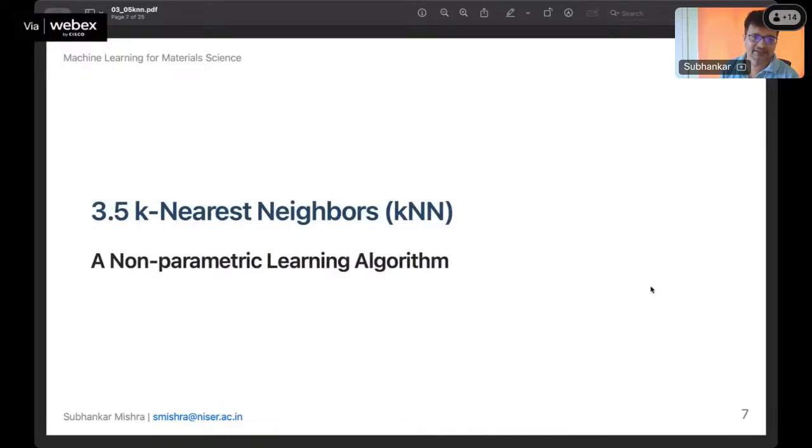Fine. The next thing that we are going to decide, I hope that is somewhat clear. We'll keep on discussing also. So now KNN, that's why I told parameters. KNN is the first algorithm that we are learning, is non-parametric learning. That means there are no weights and biases to be optimized here.